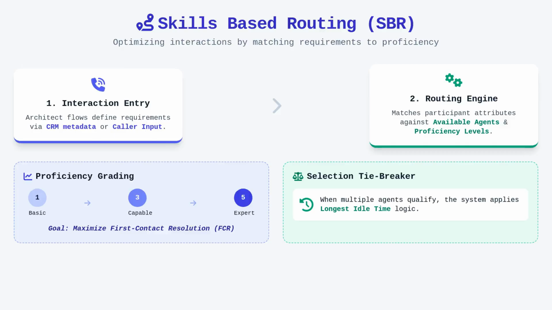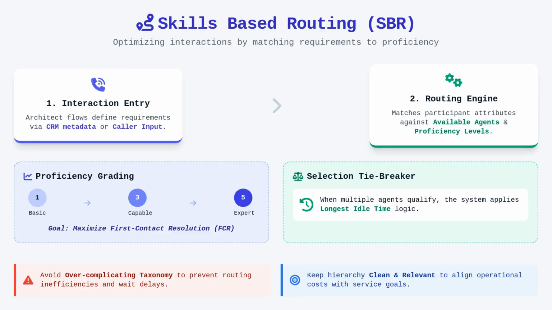Effective management of these skill sets requires a careful balance, as overcomplicating your taxonomy can lead to routing inefficiencies and unintended delays in wait times. By keeping your skill hierarchy clean and strictly relevant to business outcomes, you ensure that the load is distributed predictably across your workforce. Proper implementation turns routing from a mechanical task into a strategic lever that aligns your operational costs with your customer service goals.